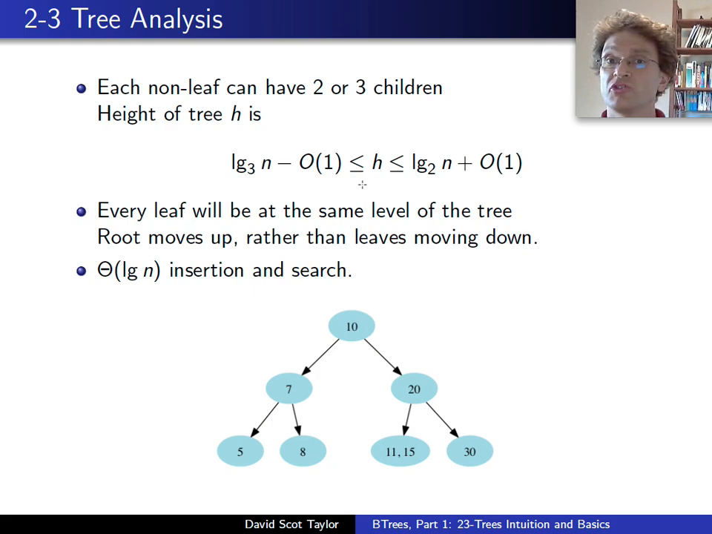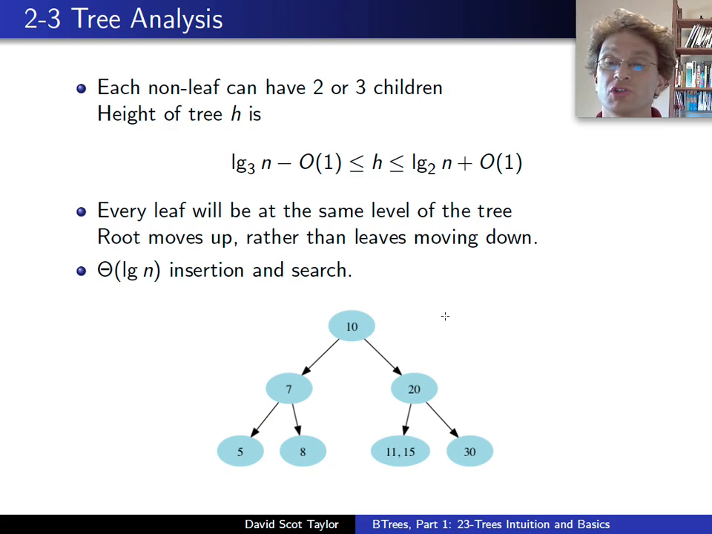And every time you insert or search in this tree, we could do search in the same way that we did search in a binary search tree, basically, except you might have to check 2 values at each node instead of 1. But every leaf is at the same level of the tree. The height of the tree is logarithmic. One difference is, well, the root seems to be moving up instead of the leaves moving down. Neither one of them seems to match an actual tree, but that's okay. We don't get outdoors much.